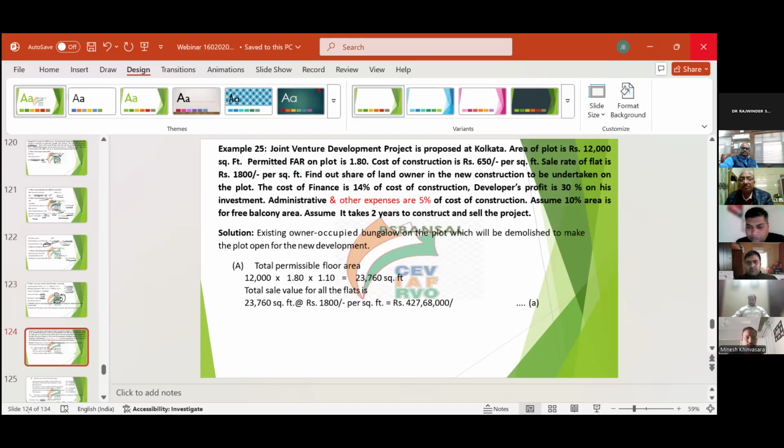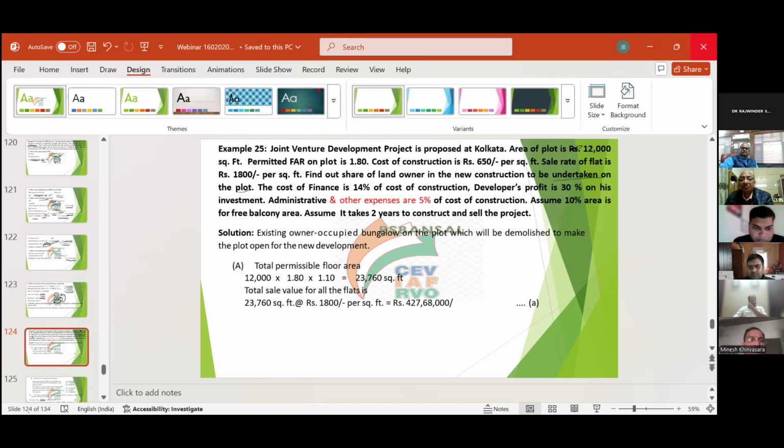A joint venture development project is proposed at Kolkata. The area of the plot is 1200 square feet. The permitted FSI on the plot is 1:8. The cost of construction is 650 per square feet. The sale rate of the flat is 1800 per square feet. Find out the share of the landowner in the new construction to be undertaken on the plot.